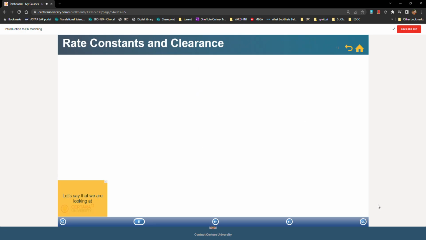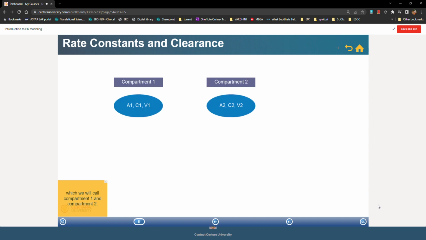Let's say that we are looking at the transport between two compartments, which we will call Compartment 1 and Compartment 2. The drug can move in both directions, as indicated by the double arrows. The microparameters K12 and K21 describe the forward and reverse transport. Both K12 and K21 are rate constants.